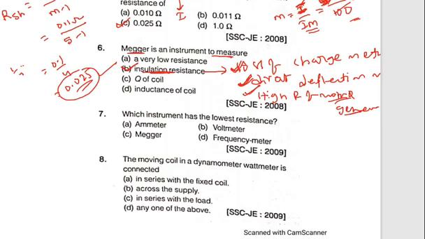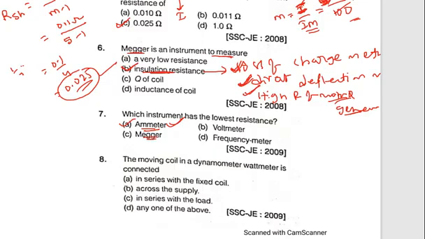And next one, which instrument has the lowest resistance? Ammeter, voltmeter, Megger, frequency meter. Answer is ammeter. In any circuit, the ammeter will be connected in series. Generally, we say it has zero voltage drop. Ideally, the resistance is 0. Practically, if we consider, a very low value of resistance will be there inside the ammeter. Ideally it is 0, practically it is a low resistance. And for the Megger, as we just discussed, we use it for high resistance calculations.